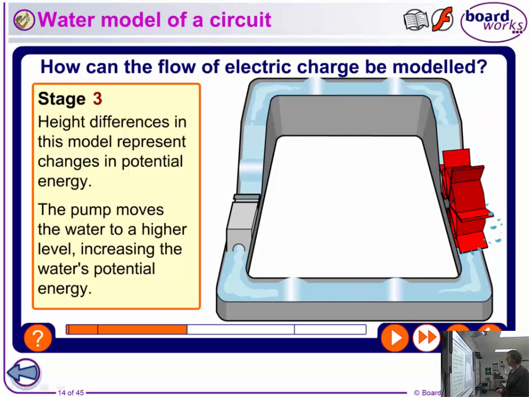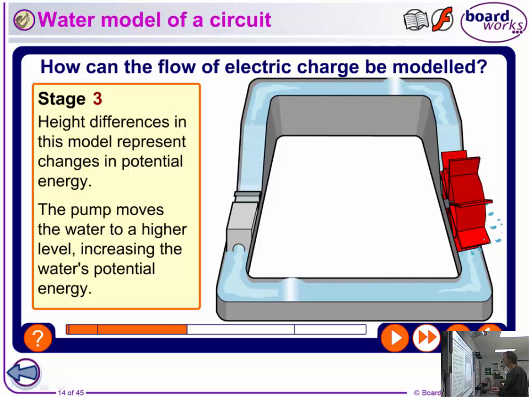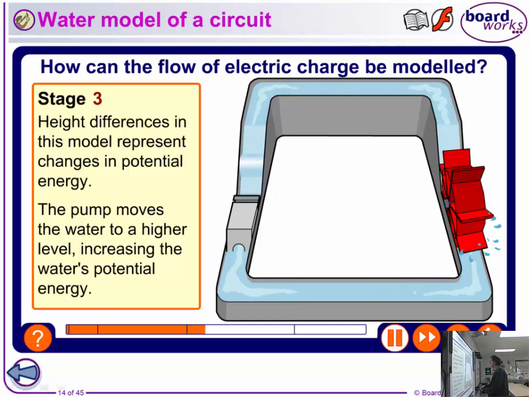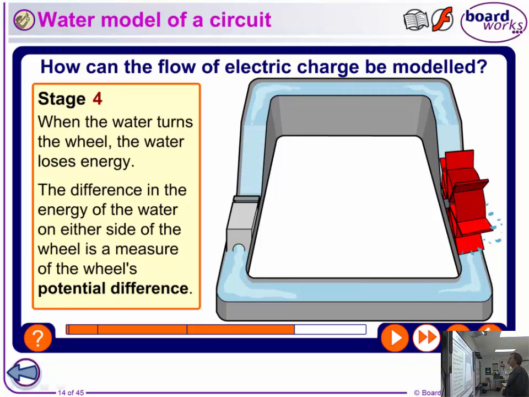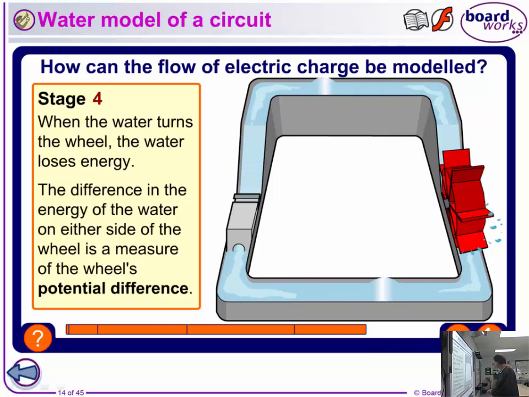The height differences also represent the change in potential energy, which we can think of as being linked to the voltage. The pump moves the water to a higher level, increasing the water's potential energy, so that gives it that push, which could represent 12 volts in an electrical circuit. When the water turns the wheel, the water loses energy, and that shows the potential energy drop at the water wheel in this case, but the globe in the case of an electrical circuit. So potential difference and voltage, you can think of as the same sort of thing, measured in volts.